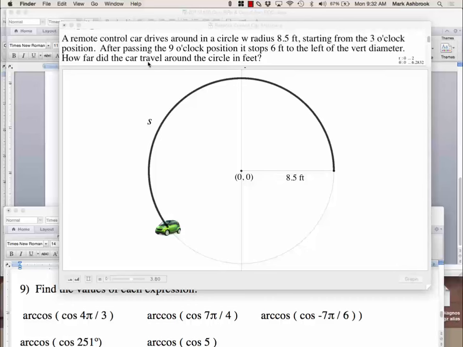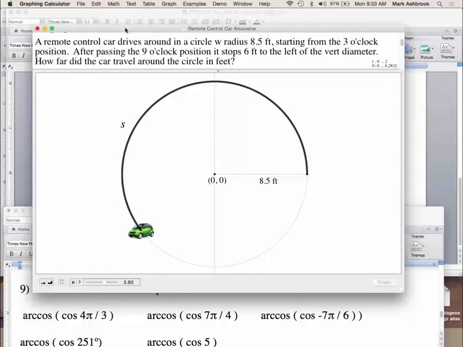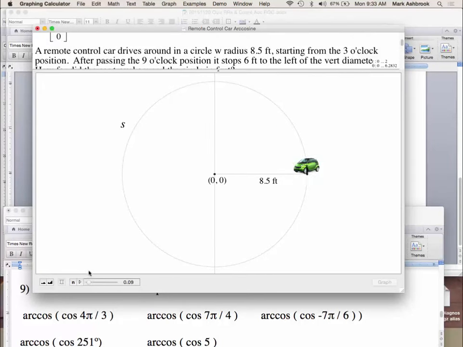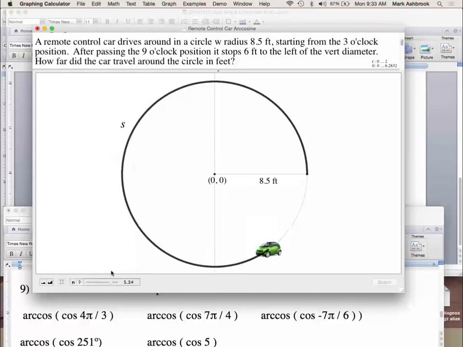So here's the situation. So here's where we put this stuff to work, and we really got to understand what's going on. So our smart car is going to start at the 3 o'clock position, and it's going to cruise around like this. And suppose that it passes the 9 o'clock position, and after it passes the 9 o'clock position, it stops 6 feet to the left of the vertical diameter.